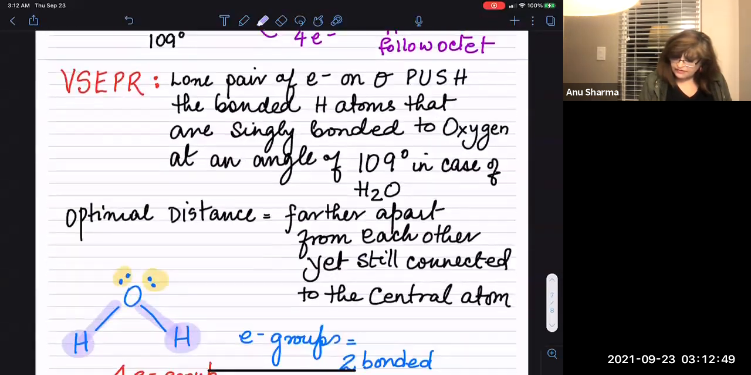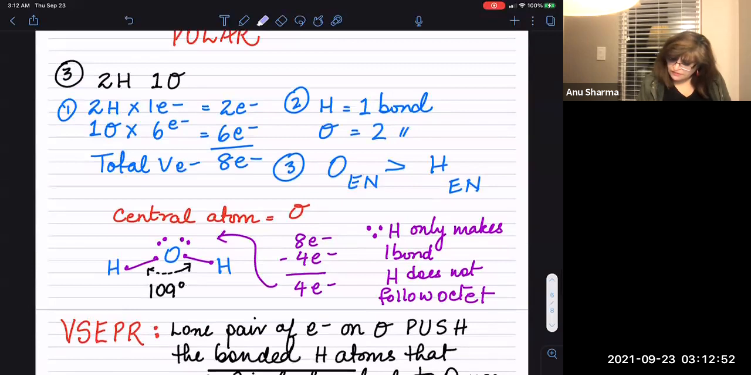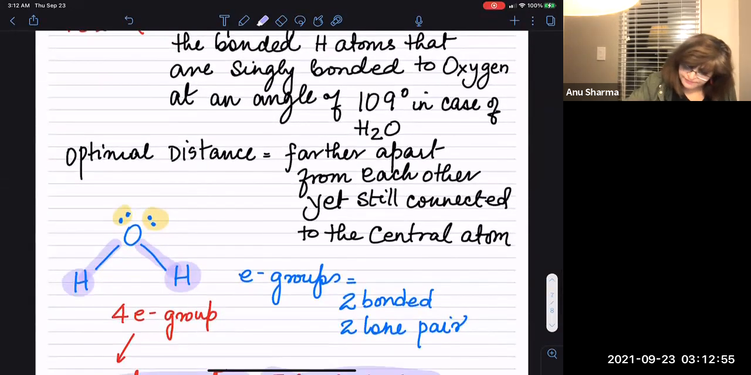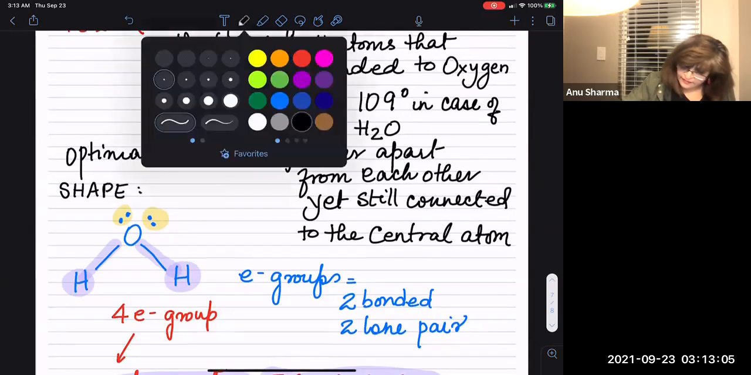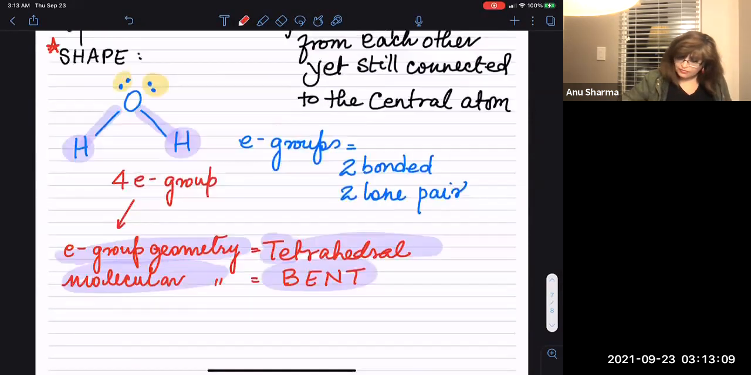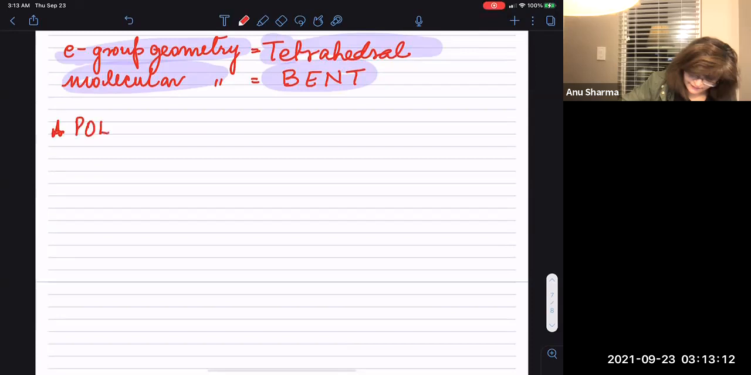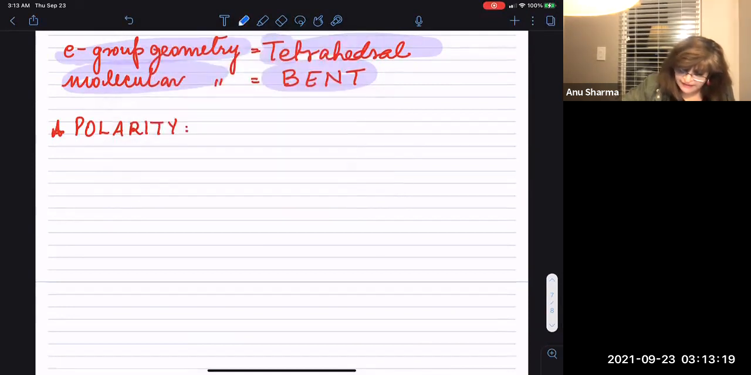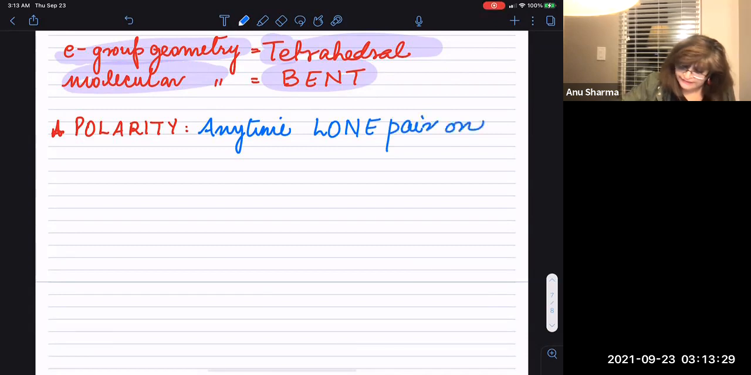Next is the VSEPR optimal distance. So we are looking at the shape. This piece was the shape. Next is polarity. Okay, remember, anytime there are lone pairs on the central atom, the molecule is always going to be polar.